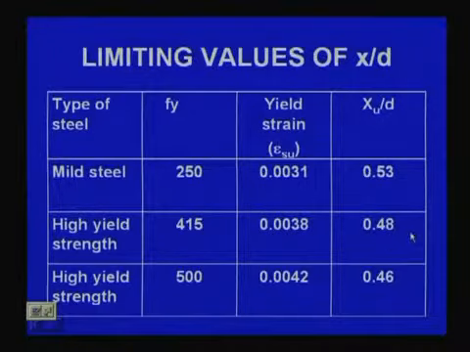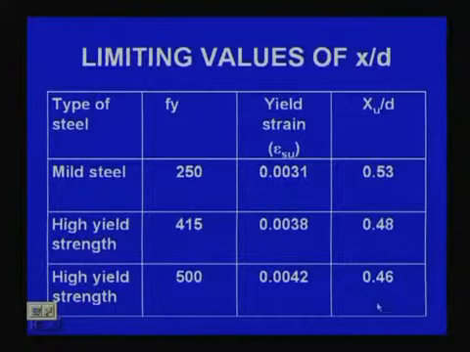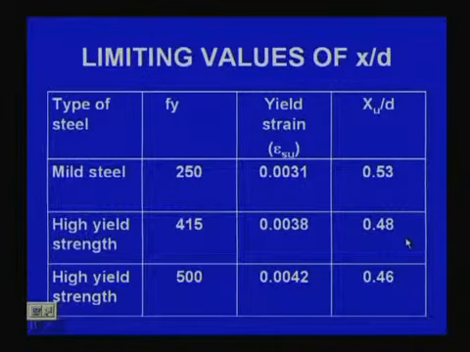XU by D: 0.53, 0.48, 0.46. So from that equation we can get 0.53, 0.48, 0.46. So again you please note this value 0.46. XU by D limiting value is 0.46 when Fe415 is used.